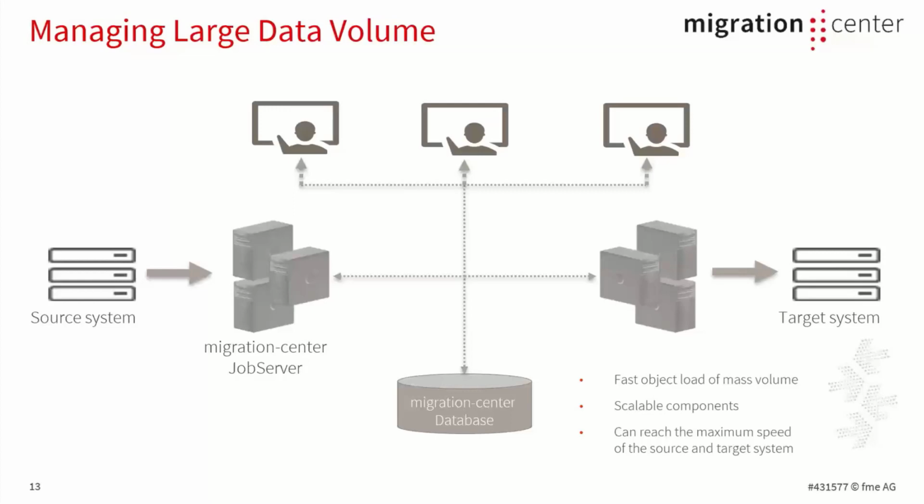But if you need the maximum performance and you want to have the fastest migration you can get, you can scale it up with the job server count, and then we reach the performance of the target system, which is the bottleneck in most cases. And on top there, we have one or several clients, as I said, to configure the whole migration.